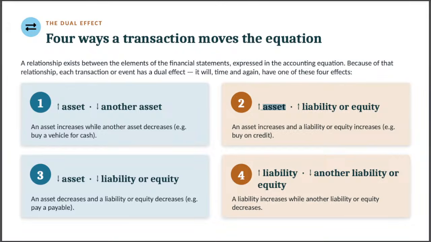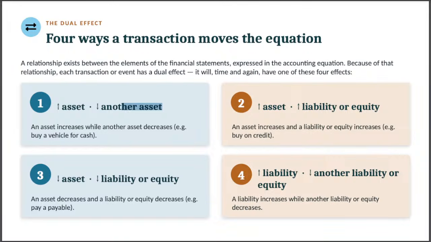So within that equation, let's look at these terms. One, if an asset rises, another asset goes down. An asset increases while another asset decreases. An example given here is you buy a vehicle for cash. It comes from a cash account and goes into another asset. It goes out of one account, the bank account, to buy the vehicle, and then it goes into your current assets, or to where your vehicle fleet would be. We'll look at that later in detail.